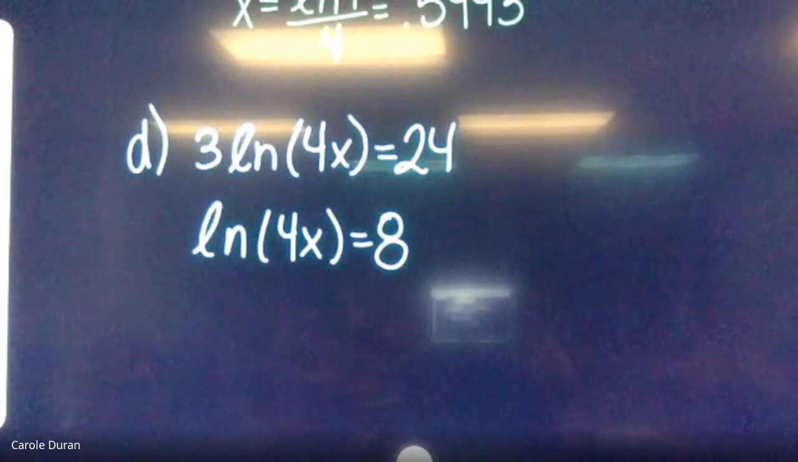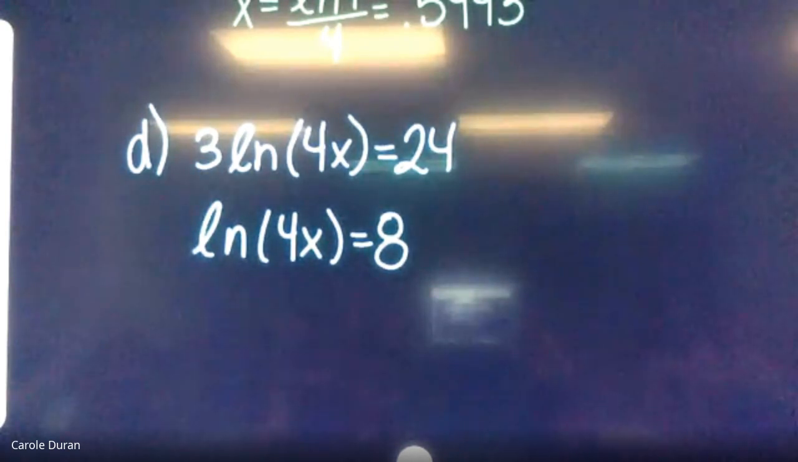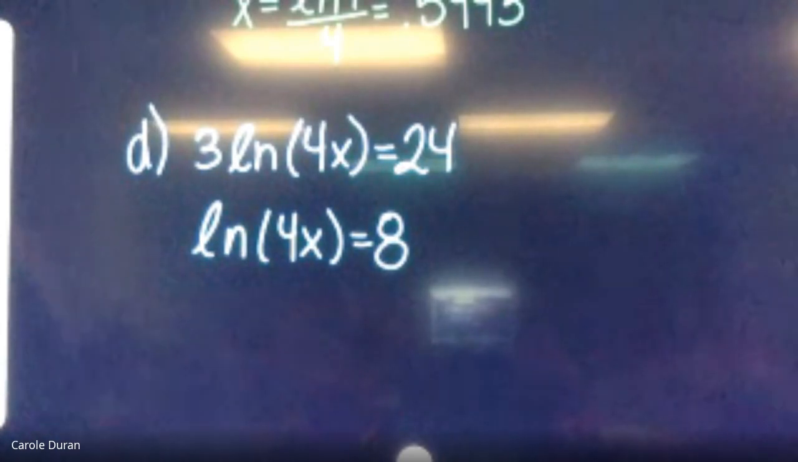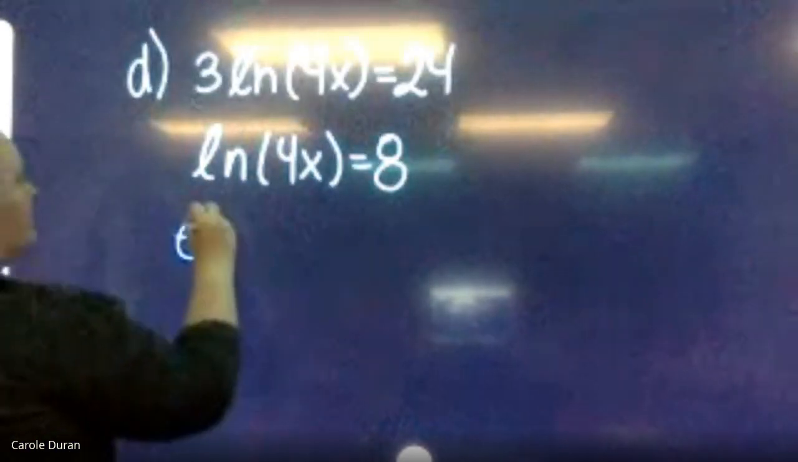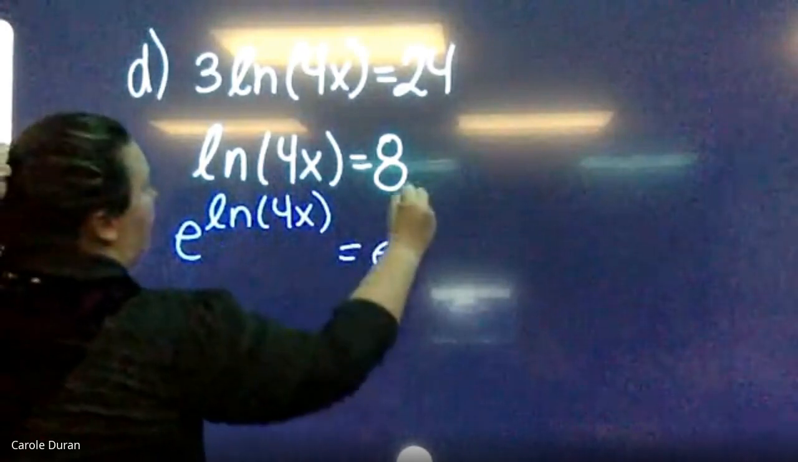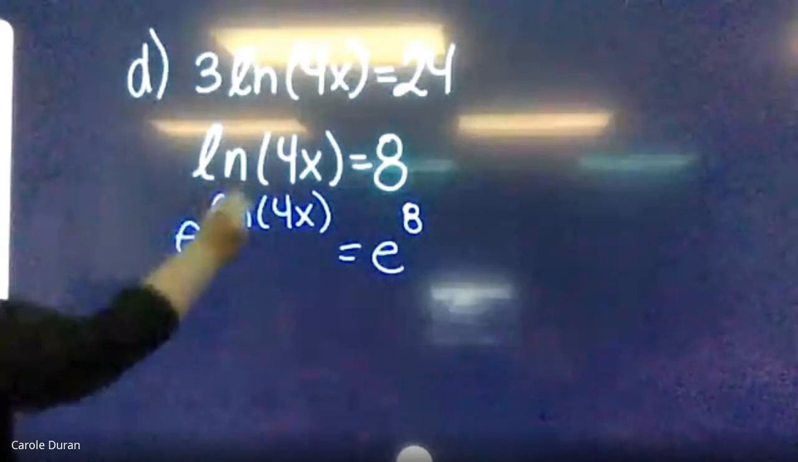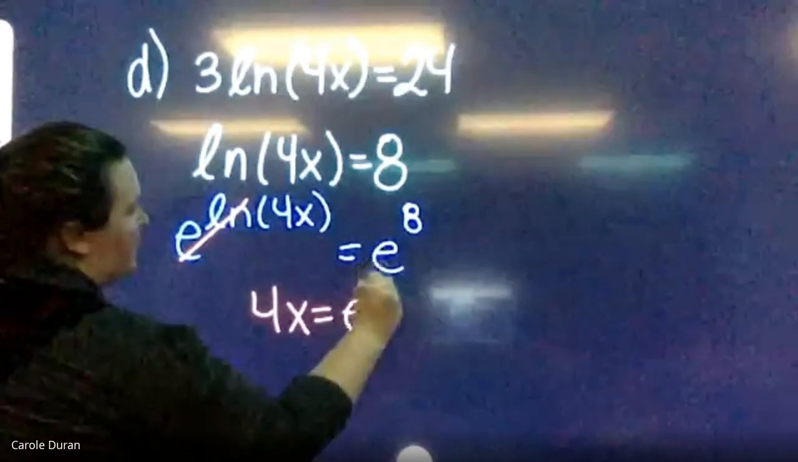So the shortcut on this is I know that the inverse of natural log is what? E. And E is an exponential base. So what I'm going to do is raise both sides of my equal sign to a power on a base of E. So this becomes E to the natural log of 4x equals E to the 8. My E and my natural log are going to cancel out, dropping my exponent down, and I get 4x equals E to the 8.